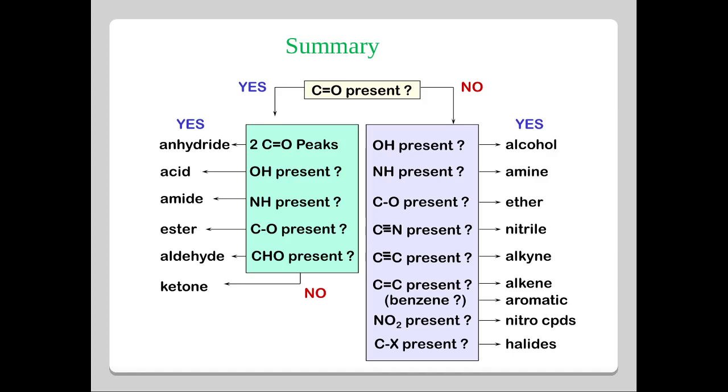Okay, because the OH band is really broad. If you have an OH band, then obviously it's either an alcohol or a carboxylic acid. So if there is an OH, then I look for the carbonyl band, the C double bond O.